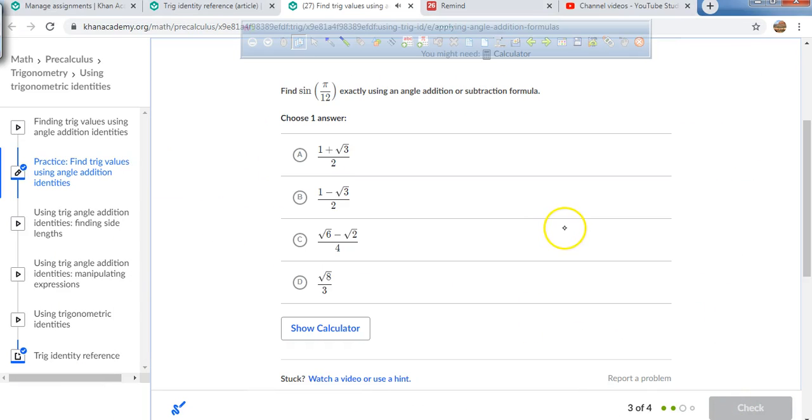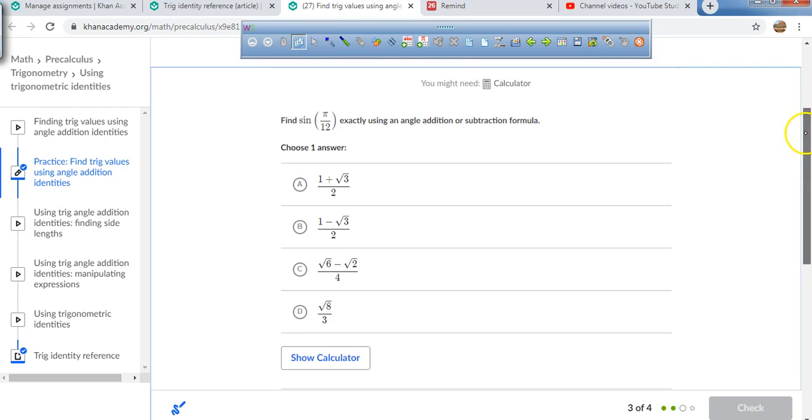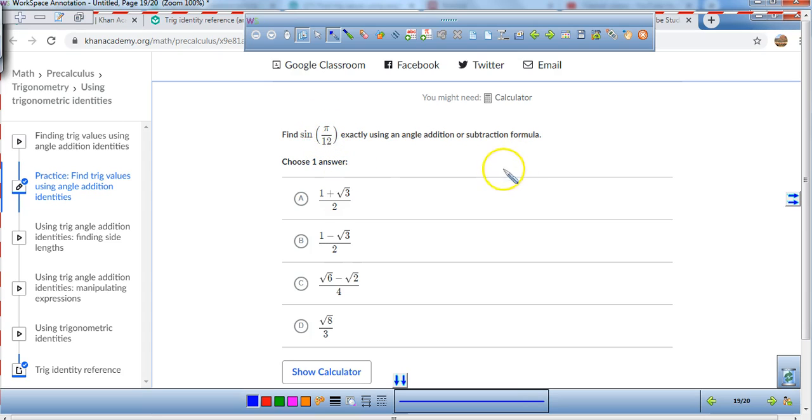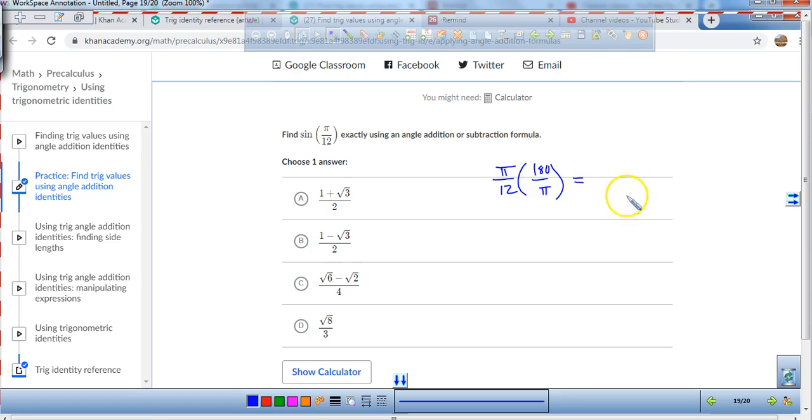Alright, 2 down, 2 to go. So here we go. The sine of pi over 12. Once again, we're going to put pi over 12 and change it to degrees. We're going to multiply by 180 over pi, and that ends up becoming 180 divided by 12, which is 15 degrees. So this is actually not going to take us that much time, because I can get to 15 degrees by taking 45 degrees and taking away 30 degrees.